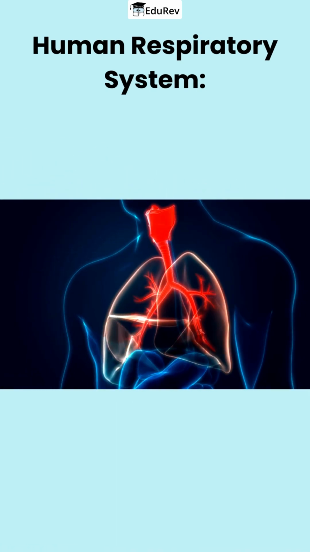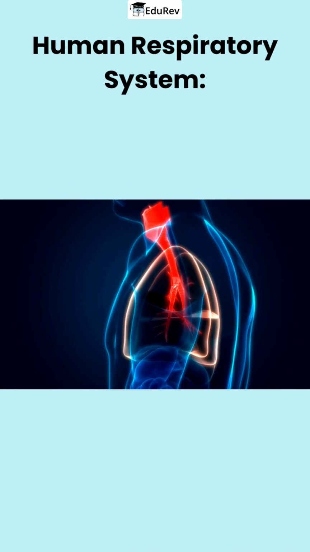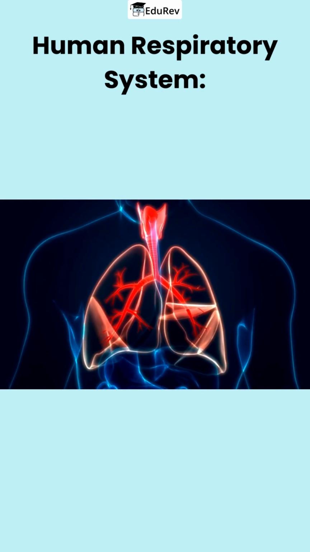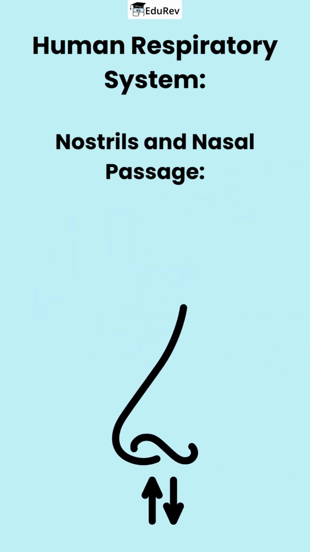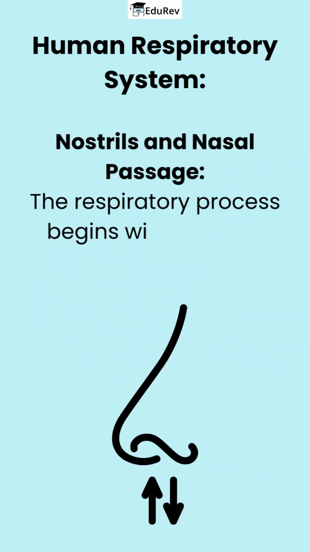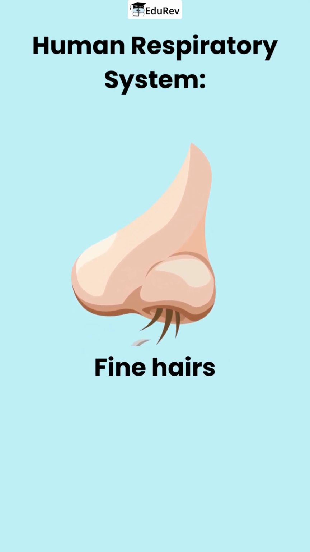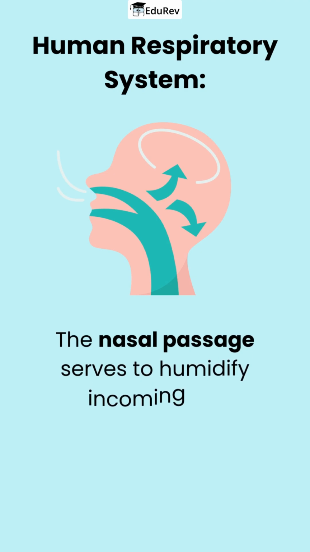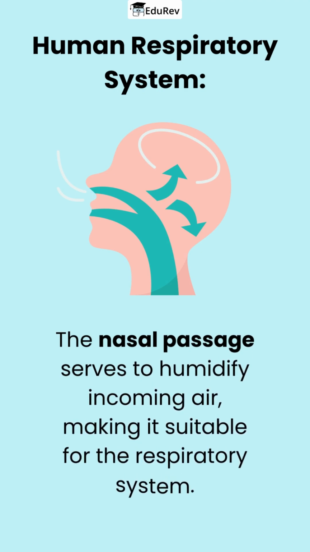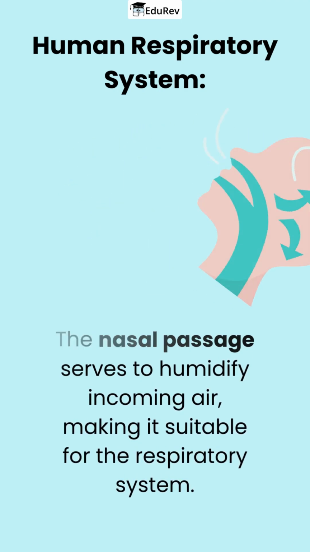Human respiratory system. Human beings possess a well-developed respiratory system designed for efficient oxygen extraction. The system is composed of various interconnected components, nostrils and nasal passage. The respiratory process begins with a pair of nostrils. Nostrils are equipped with fine hairs that function as filters to capture dust particles. The nasal passage serves to humidify incoming air, making it suitable for the respiratory system.